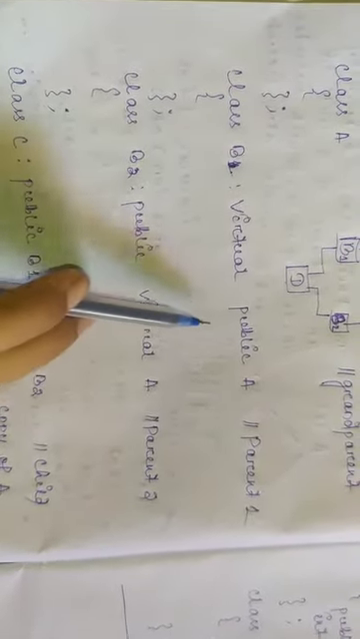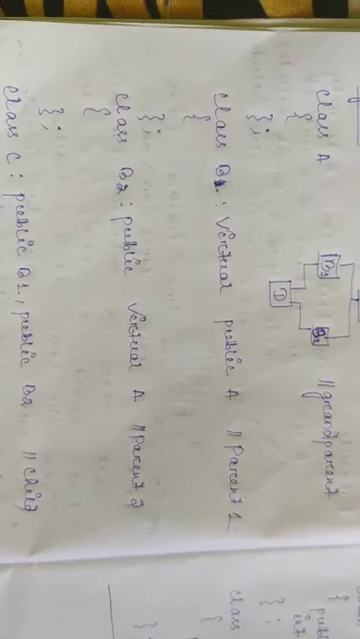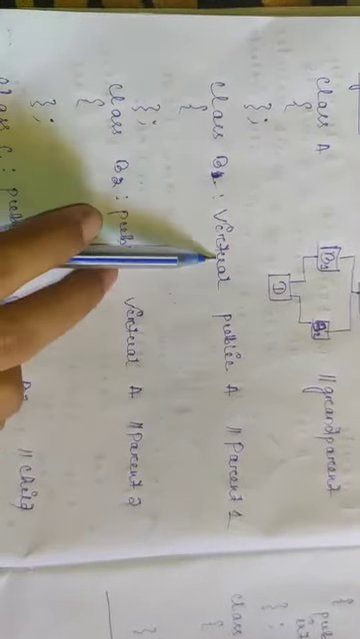I have written virtual public and public virtual because you can write virtual and public in any order. First virtual, then public, or public then virtual. There is no specific order to use these two keywords; vice versa you can use it. So both are correct, virtual public A and public virtual A. These two mean the same.